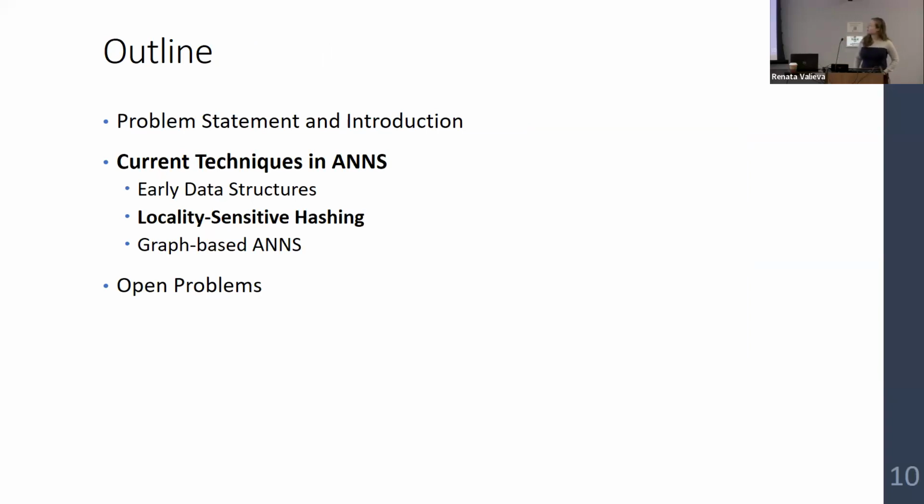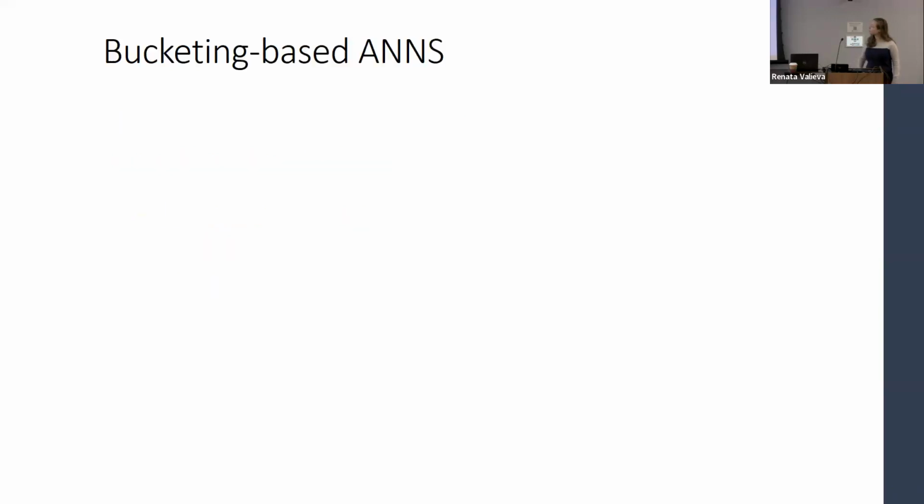So we just covered a little bit on earlier data structures. Now I want to talk about locality-sensitive hashing, which is a generalization of this idea, for solving nearest neighbors in high dimensions. Locality-sensitive hashing comes under a larger umbrella of what I like to call bucketing-based ANNS algorithms. And the technique is pretty intuitive.